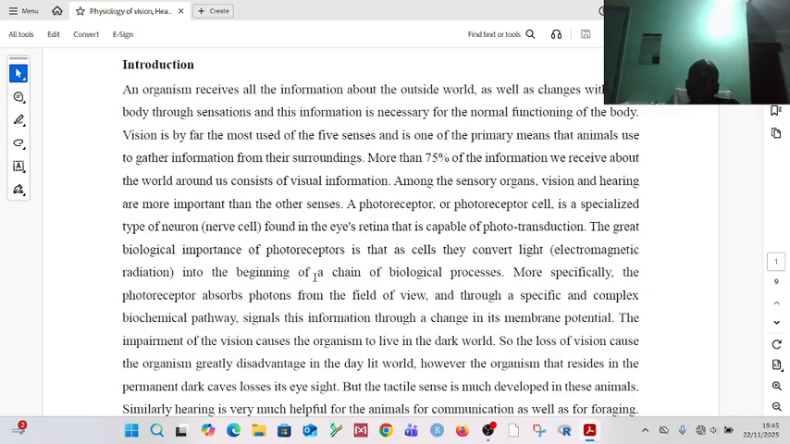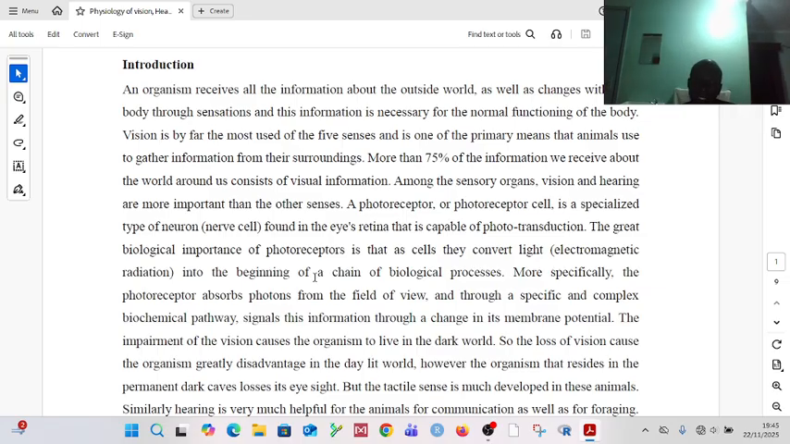So when you are seeing something, light emanates from that object and it is picked up by the photoreceptor cells present within your eye, the retina. Then those cells transmit that information down the optic nerve into the area of the brain responsible for interpreting what that light means.